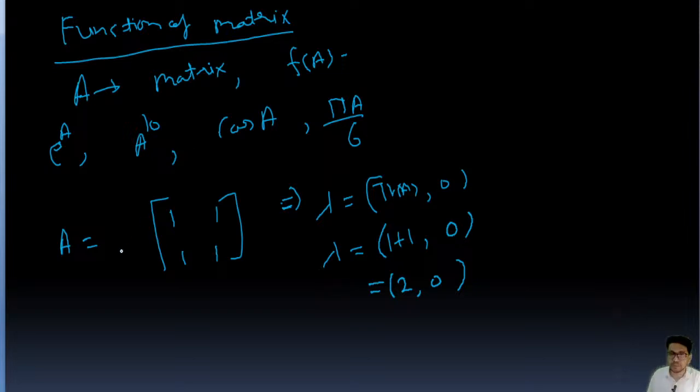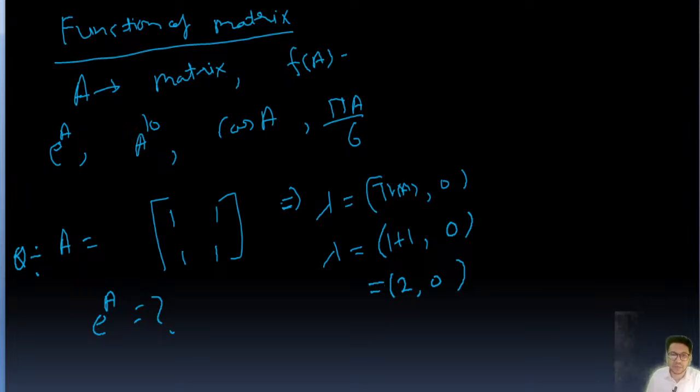A is given and we have to find e to the power A. This is a question. For that, first we'll find the eigenvalues, which I have already found: the eigenvalues lambda are 0 and 2.